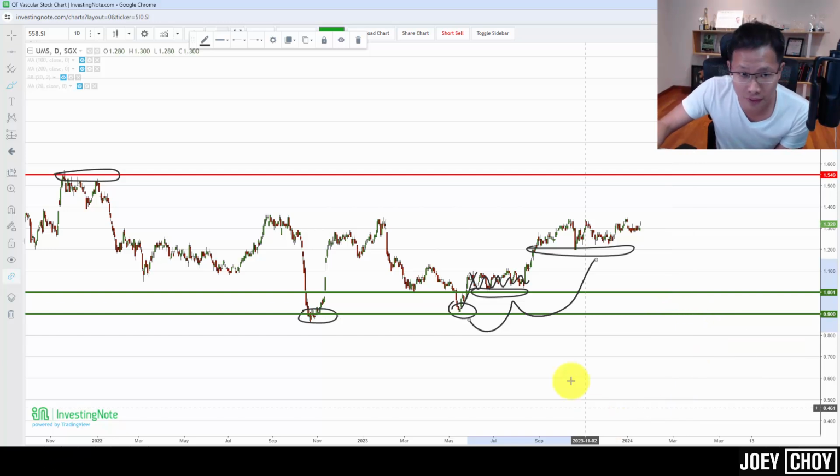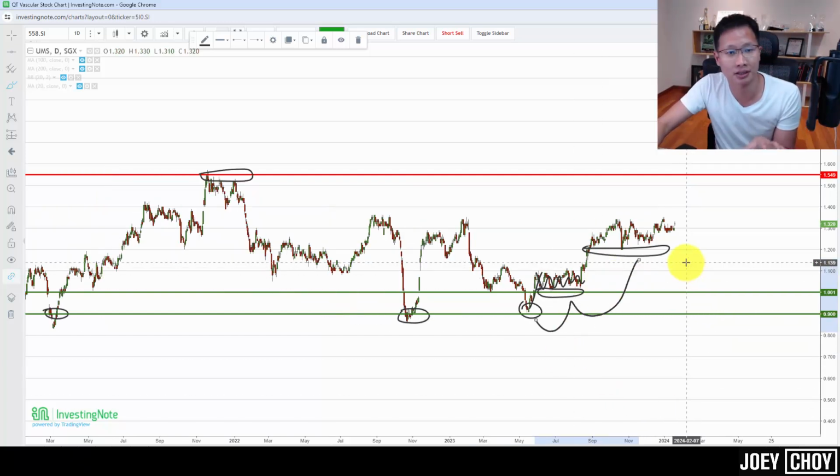All right, so this is the first thing, right? You can see the support is getting higher. So that's the first thing about this stock. It looks quite good in the short term, and we can also look at the past one to two years.